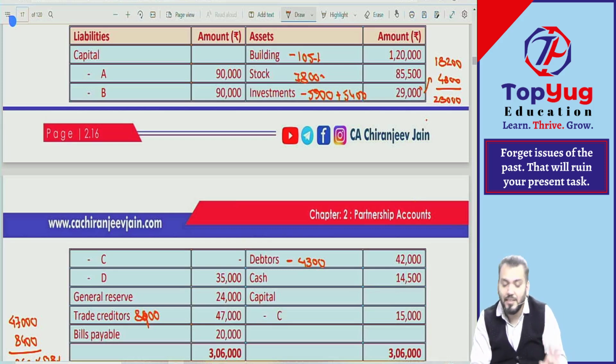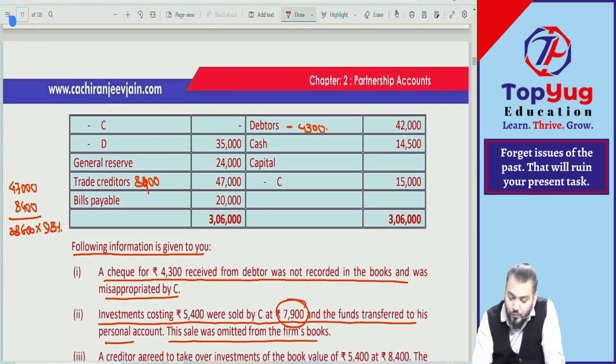Understood, correct. Then what they have given: debtor, the rest of debtor. So rest of debtor means what? 42,000 minus 4,300. How much left? 37,700 was realized at a discount of 12%. So into what will we do? 88%. Understood?